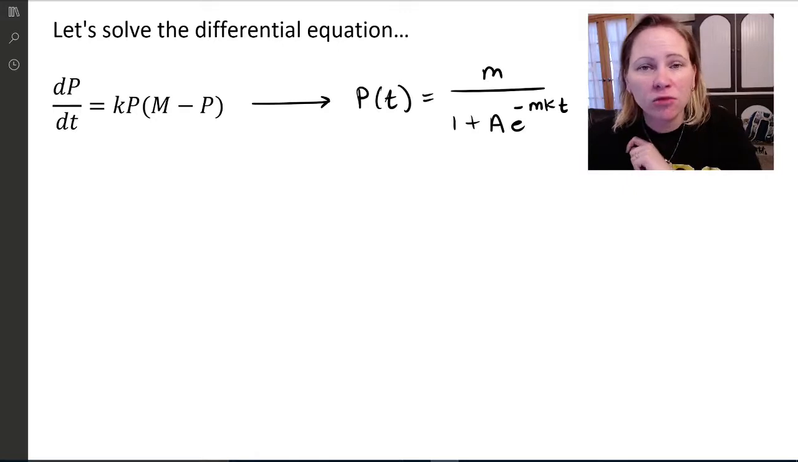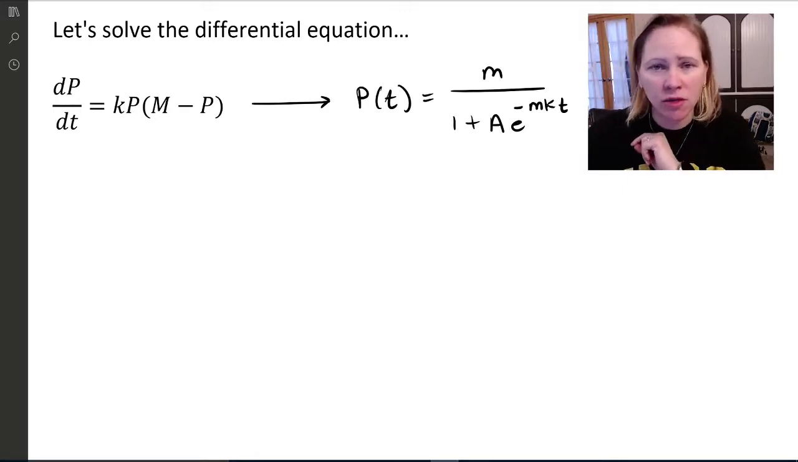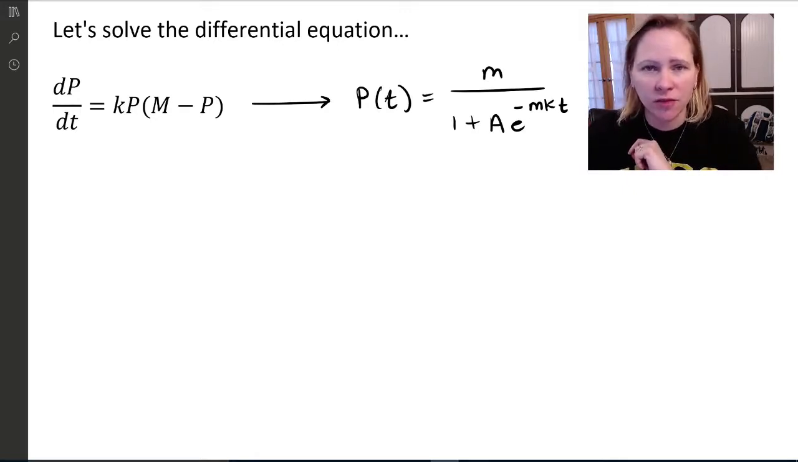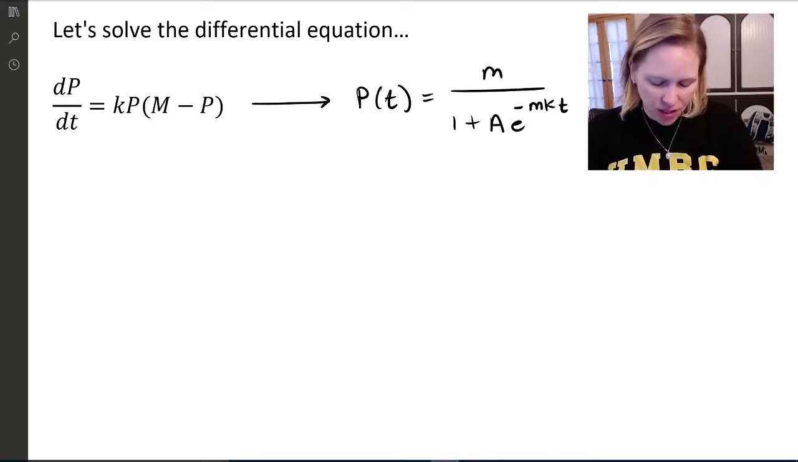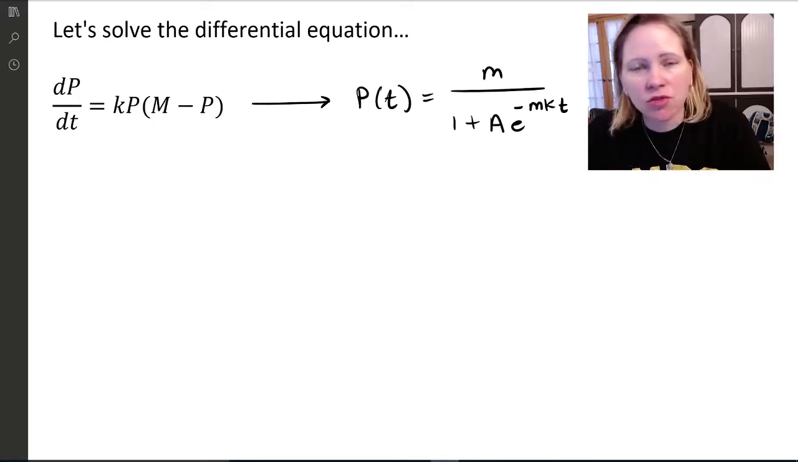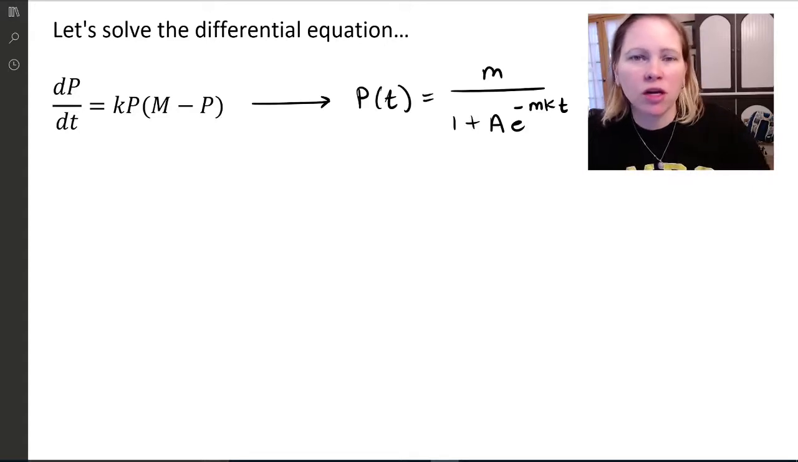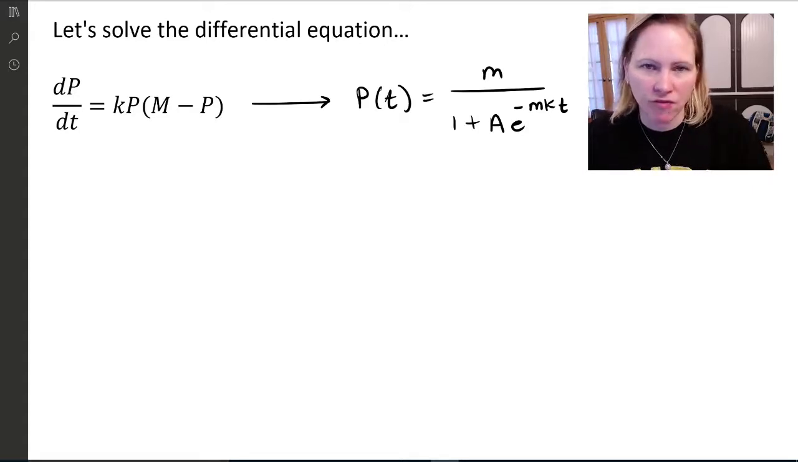Hi everybody, and welcome to a quick aside video where we're going to take a look at how we solve this differential equation for a logistic growth model and how it comes to be that this is the solution here on the screen. Now, in order to do this, we're going to have to use two integration techniques. We're going to have to use separation of variables, and we're also going to have to use a technique called partial fractions. So if you're unfamiliar with how partial fractions work, you should probably go watch that video.